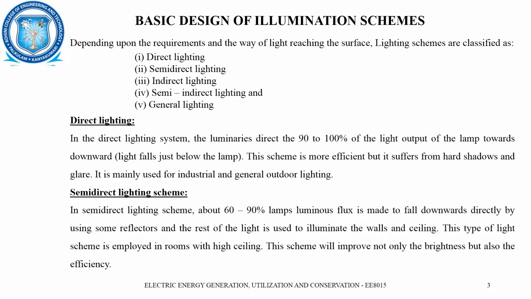In the semi-direct lighting scheme, about 60 to 90 percent of the lamp's luminous flux is made to fall downwards directly by using reflectors. The rest of the light is used to illuminate the walls and the ceilings. This type of lighting scheme is employed in rooms with a high ceiling. This scheme improves not only the brightness but also the efficiency.